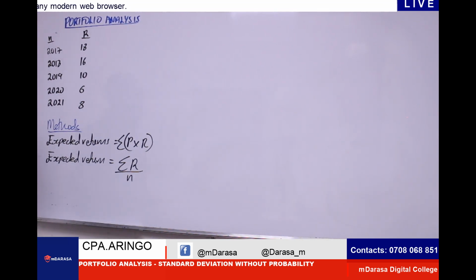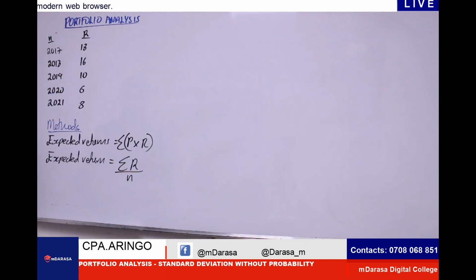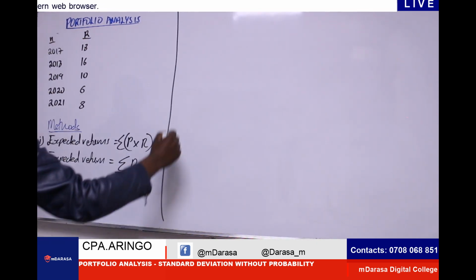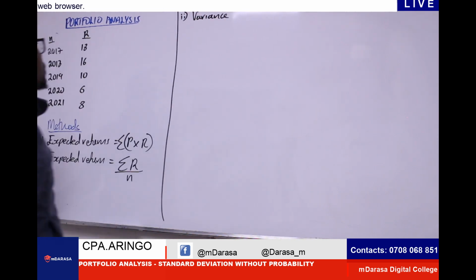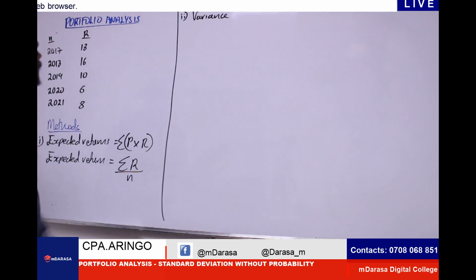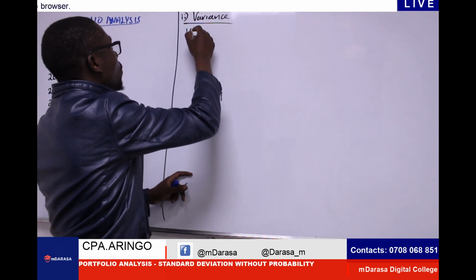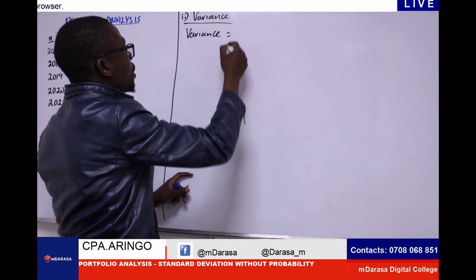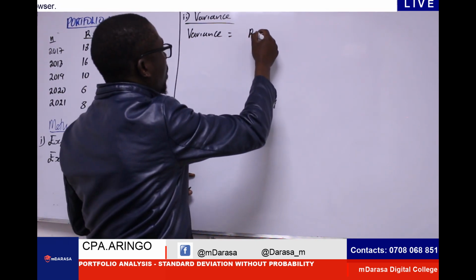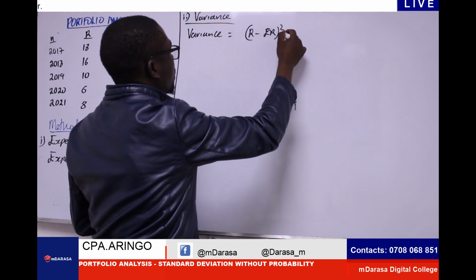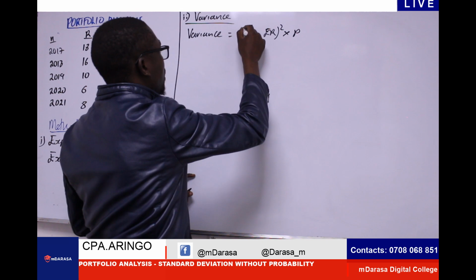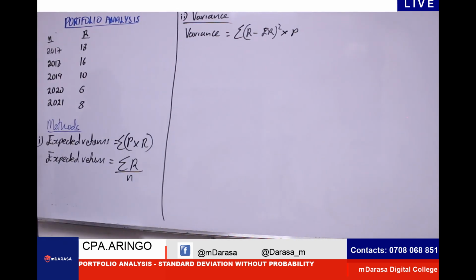A good examiner here wants us to determine our standard deviation. I'm taking you through the steps. This was number one. Number two, my good students, we'll be talking about variance. We said we can always determine our variance by taking the difference between our return and our expected return, squared, times probability, summation. That will give us our variance.